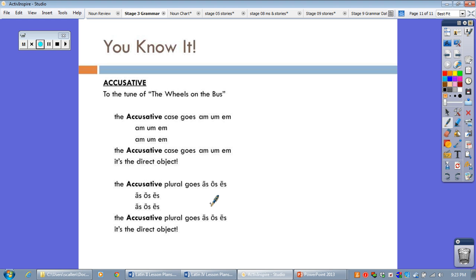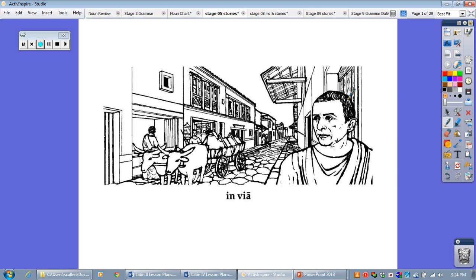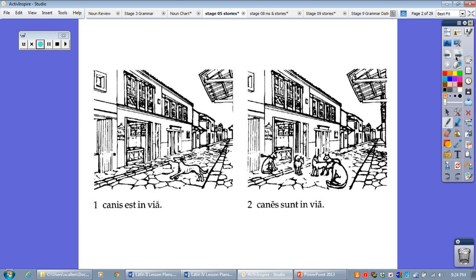All the sentences that we looked at dealt with nominative and accusative singular. But because the songs have the plural forms, before we move on to a third case that we'll learn today, I wanted to take a look at a couple of sentences that use nominative plural forms and accusative plural forms, just so you can get used to seeing them. So check out these sentences from stage 5.